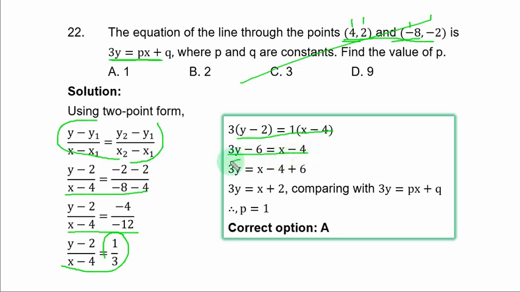So already 3y here corresponds to 3y that you have here. So you transfer -6 to the other side. So you have x - 4 + 6. That is 3y equal to x + 2. If you compare here, p is the coefficient of x, and here you have 1. So p is equal to 1. A is the correct option.